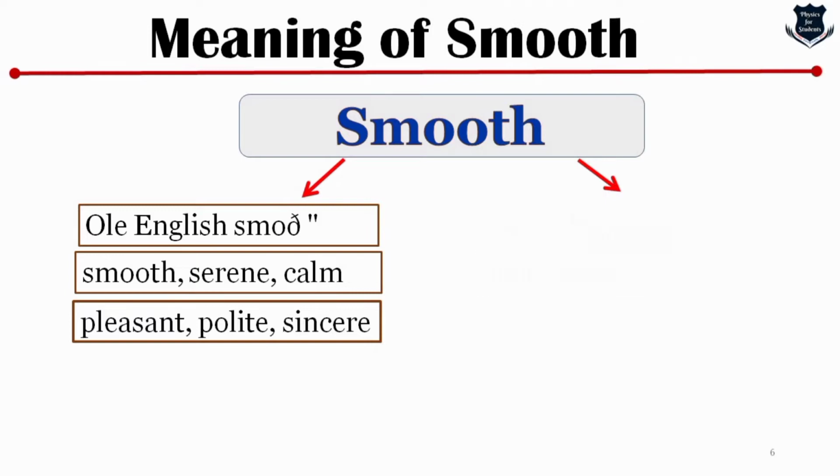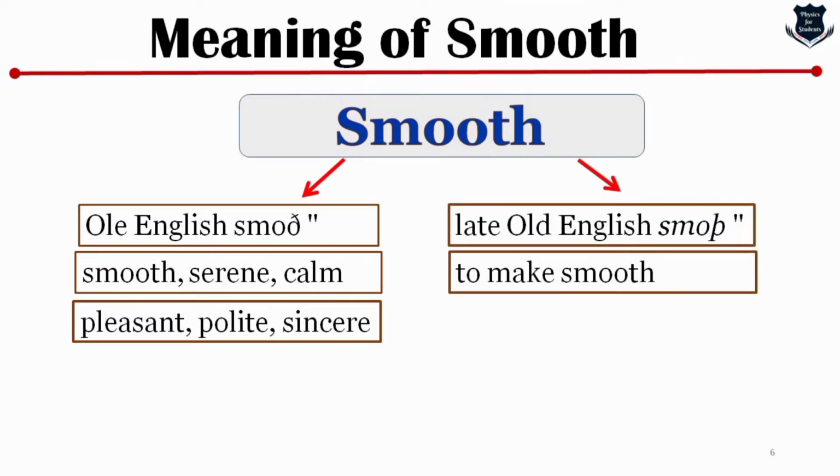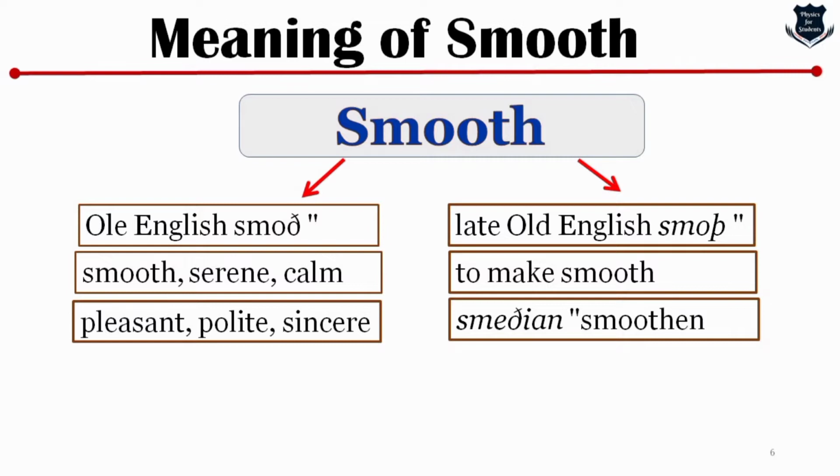It also relates to a late English term, smop. So it is used in different ways. It means superior, classy or clever. To make smooth is smedian, to smoothen. All in all, these are the different terms in Old English and otherwise, where the overall idea of smoothness is to make smooth or relatively superior, classy, serene, and without bumps or phases like that.